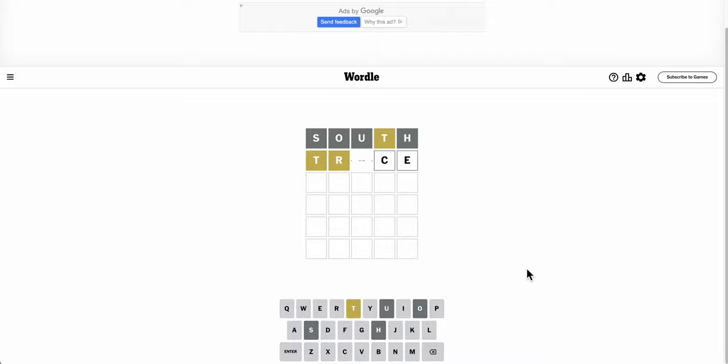Okay, let's try T at the start. Ooh, trace doesn't work either, but since I've got four of the five letters in, R A T something E doesn't work, but after would work.